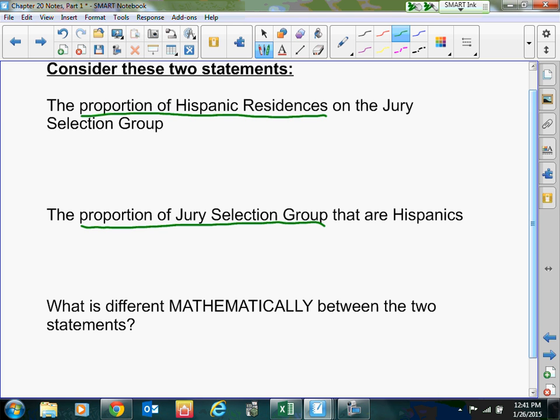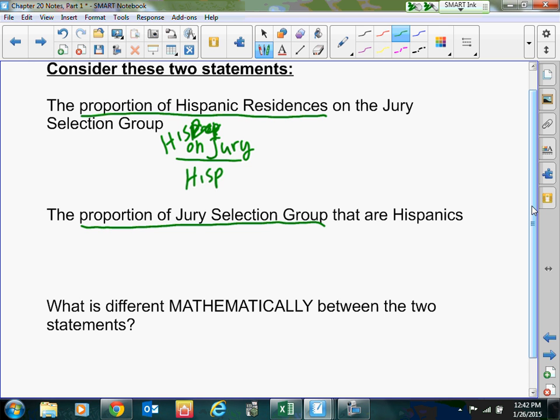Yes, the denominator of this one is, out of all the Hispanic residents, what proportion, or how many of these Hispanics are on the jury. Yeah, Hispanics on the jury, thank you. So out of all the Hispanics, how many are on the jury? Okay. Next, what about this one?